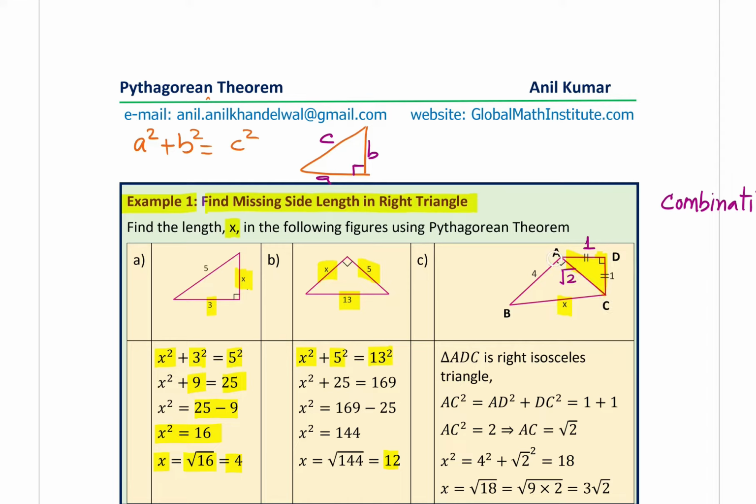Once you know that AC is square root of 2, you can again apply the Pythagorean theorem a second time in this question and find the value of x.